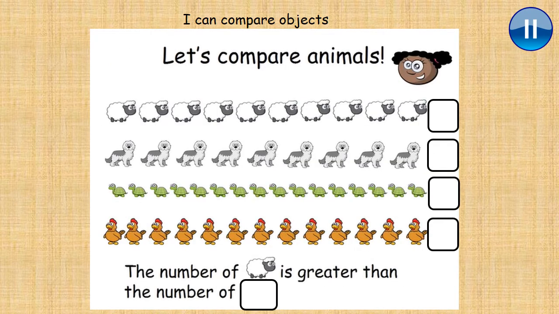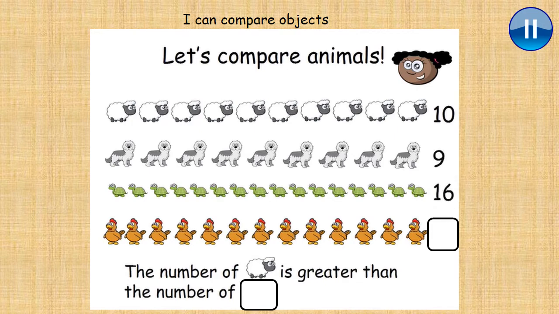We are going to compare objects. Have a look at these animals. Before we can compare them, we need to count how many of each animal there are. Pause the video whilst you count how many there are. There are 10 sheep, 9 dogs, 16 turtles and 13 roosters.